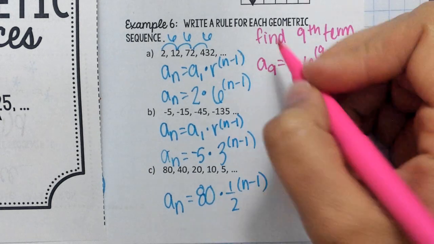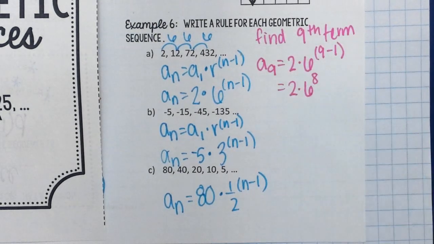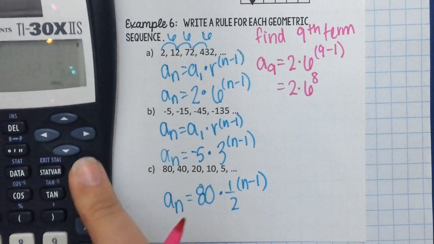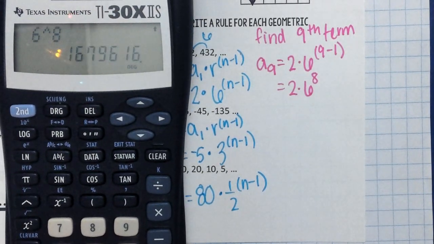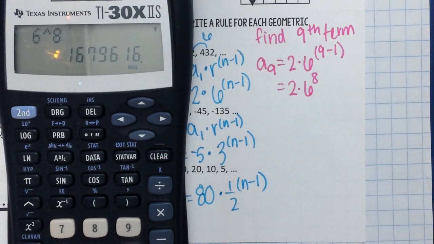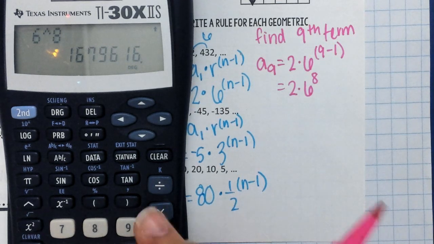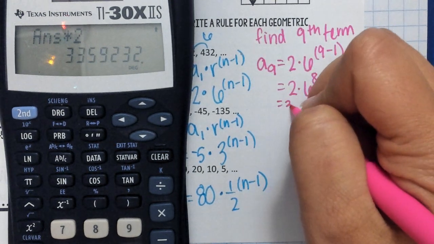Okay, so now what's 9 minus 1? So in your calculator, you're going to hit 6 to the 8th power. Like that, 6 caret 8. What if you have this calculator? You would hit 6, and then I think there's a Y to the X. Oh, right here. Yep. And then what would I do from there? Is that my answer, or do I need to multiply it by 2? You got to multiply it by 2, and that gives us a giant number.